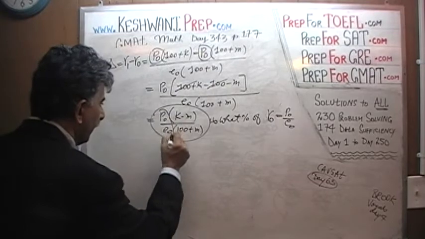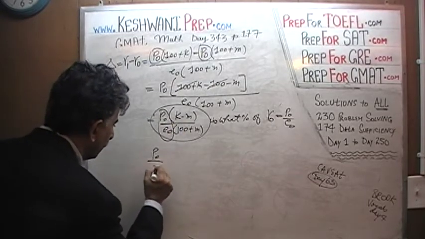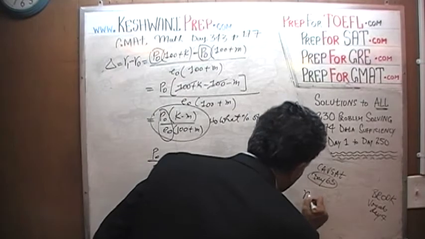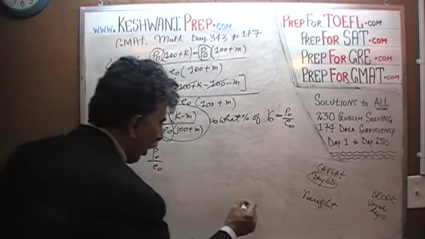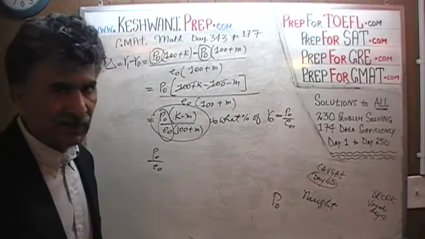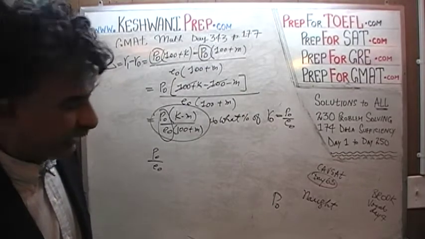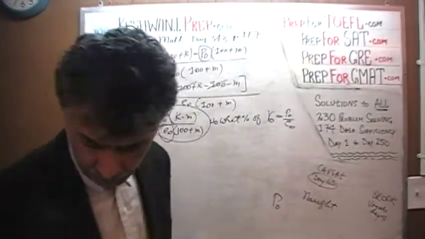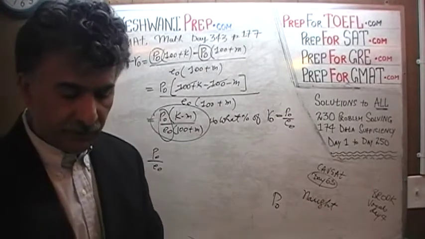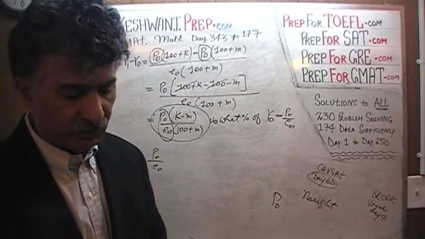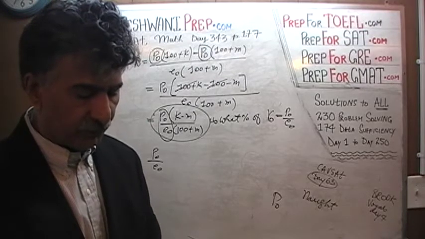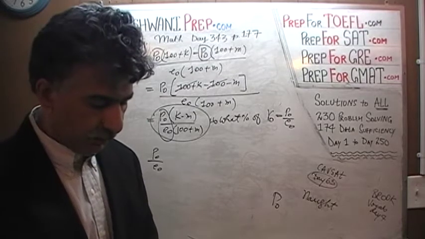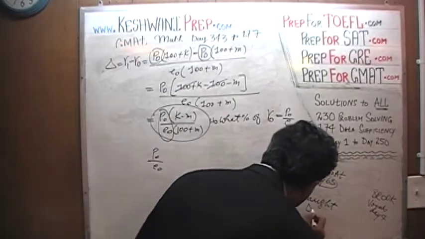So P0 over E0, P0 over E0. And for those of you who do not know what I've been saying here, this thing is read as naught, P naught. One does not read this as P0, you understand? It is read as P naught. And I'm going to very quickly digress here. In the event that you want to learn exactly what the word actually means and some other synonyms and so forth, it's an interesting word. I know it's silly, but here we go.